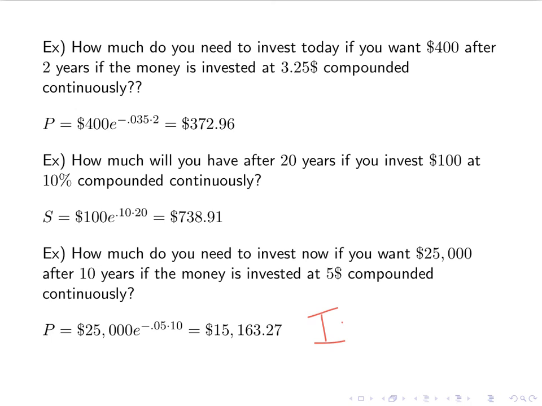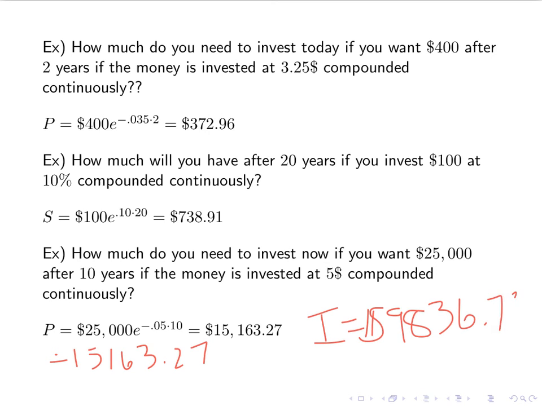If I wanted the interest, again, I would subtract the two. So I'd take 25,000, subtract $15,163.27. And I'll be getting $9,836.73.